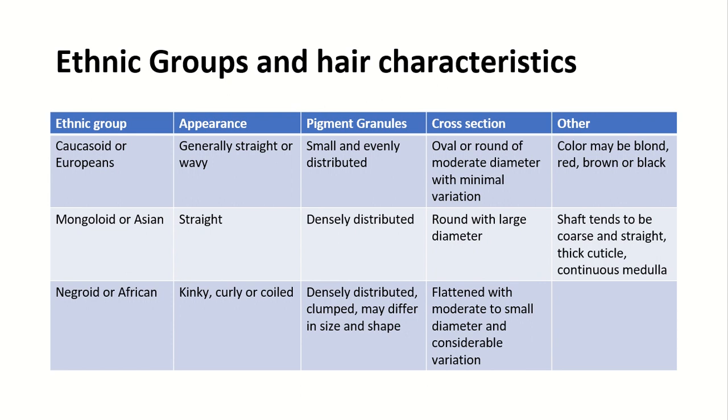In Mongoloid or Asians, the appearance is straight. Pigment is densely distributed. Cross section is round with large diameter. The shaft tends to be coarse and straight, with a thick cuticle and continuous medulla. Negroid or African hair is kinky, curly or coiled. Pigment granules are densely distributed, clumped, and may differ in size and shape. Cross section is flattened with moderate to small diameter and considerable variation.